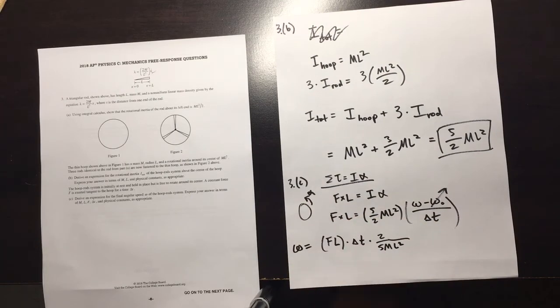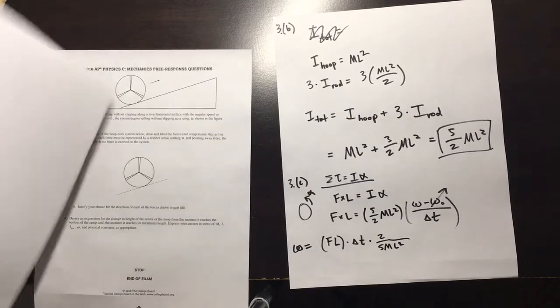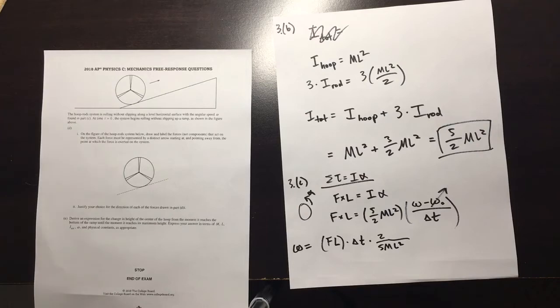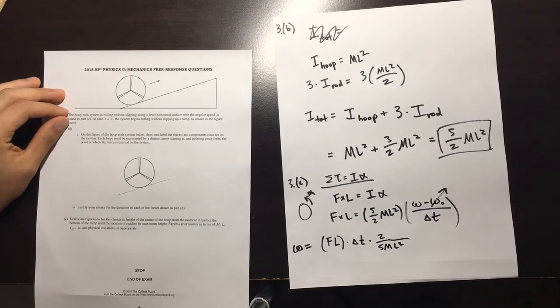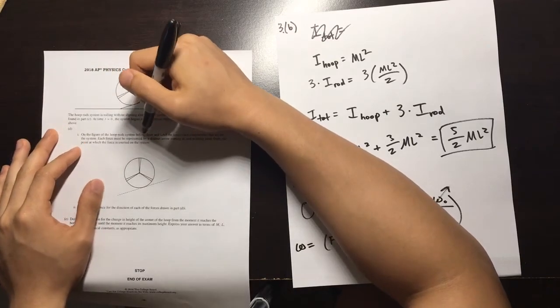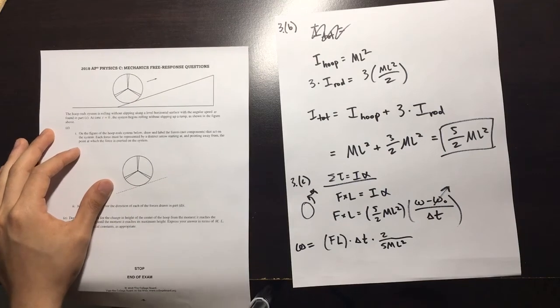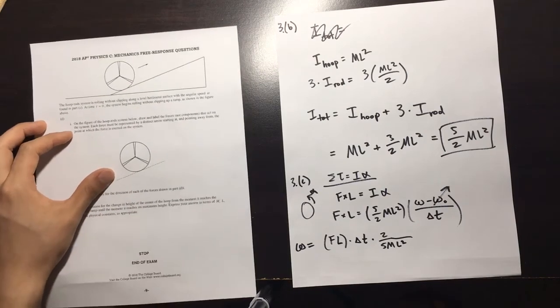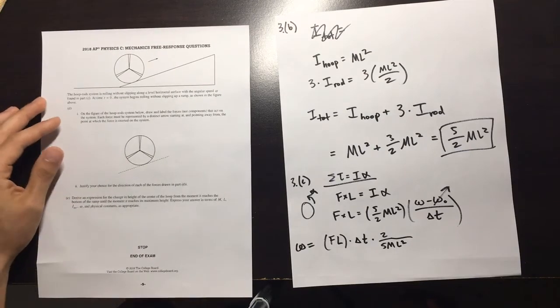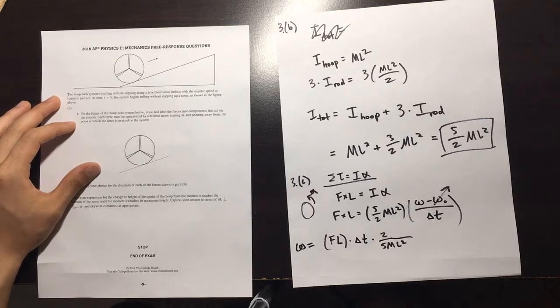Omega equals this term right here, and I can just leave it like that if I'd like. I assume you all can read this. Part D asks, on the figure of the hoop rod system below, draw and label the forces that act on the system. Each force must be represented by a distinct arrow starting at and pointing away from the point at which the force is exerted on the system.